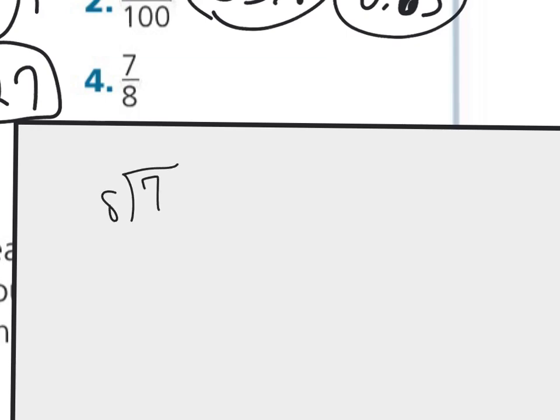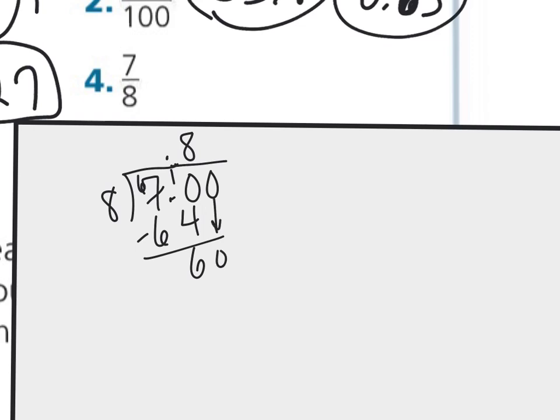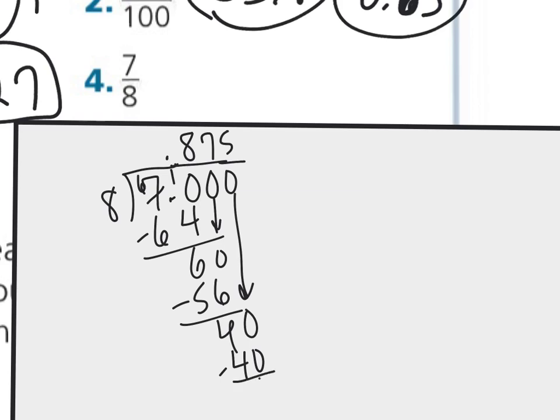So 7/8. I'm going to divide this out. Remember, numerator goes on the inside. So 8 doesn't go into 7. 8 goes into 70. 8 times 8 is 64. If you subtract, that is 6, bring down the 0. 8 goes into 60 7 times, which is 56. 4 left. We need to add another 0 and bring it down, and then 8 goes into 40 5 times evenly. So that would be 875 thousandths as the decimal.